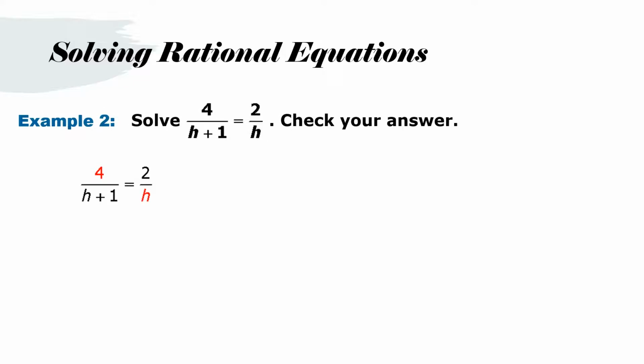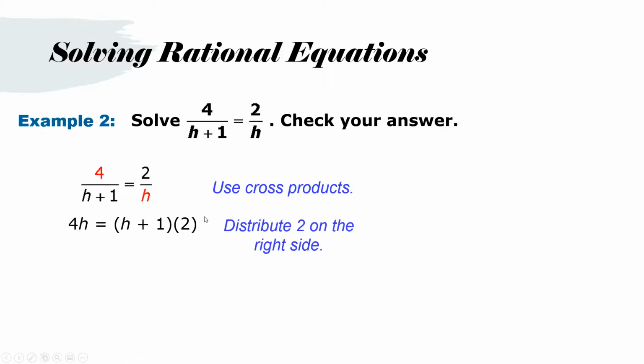Another. Okay. Solve 4 over h plus 1 equals 2 over h, and then check your answer. Now, in this case, we can use the cross products. So, cross products. 4 multiplied by h, that's 4h. And we have h plus 1 multiplied by 2. Then we distribute 2 with h plus 1.